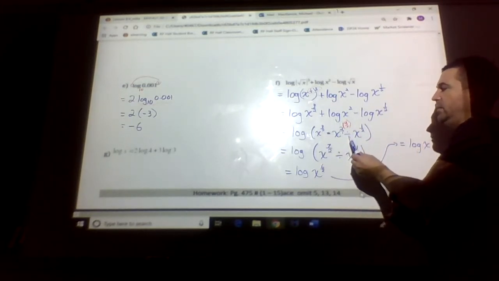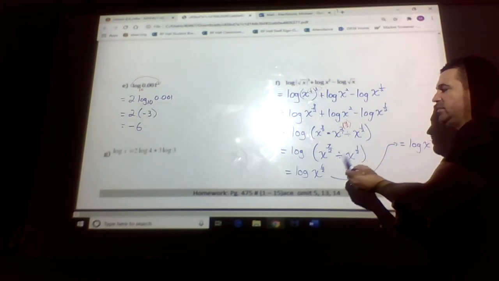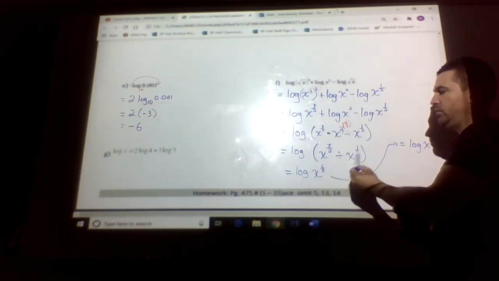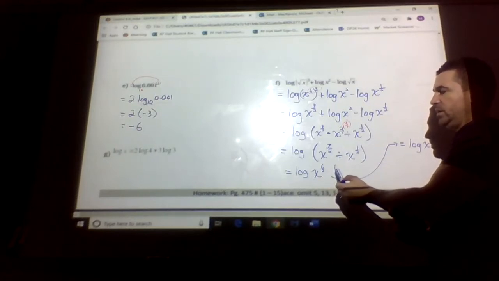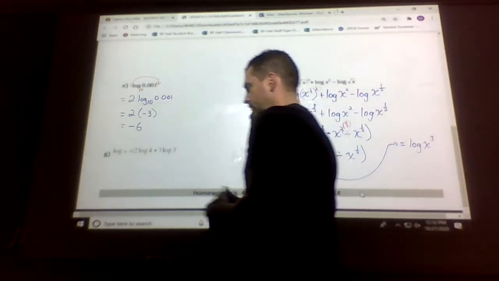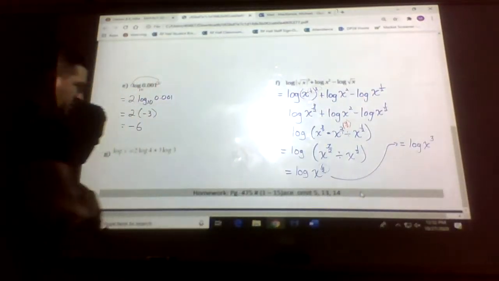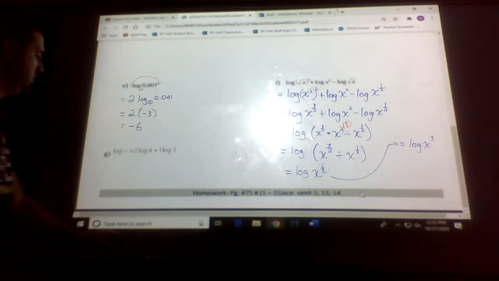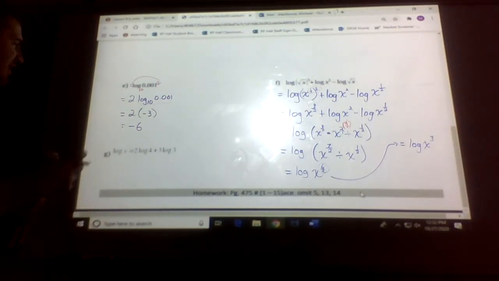Now we divide by a half. When we divide exponents, we subtract. So 7 over 2 minus 1 over 2 is 6 over 2. And once you simplify the 6 over 2, you get 3. Okay, now our last one.